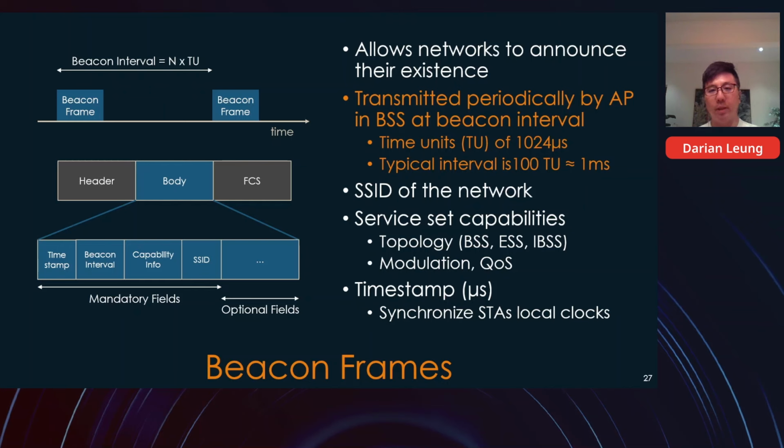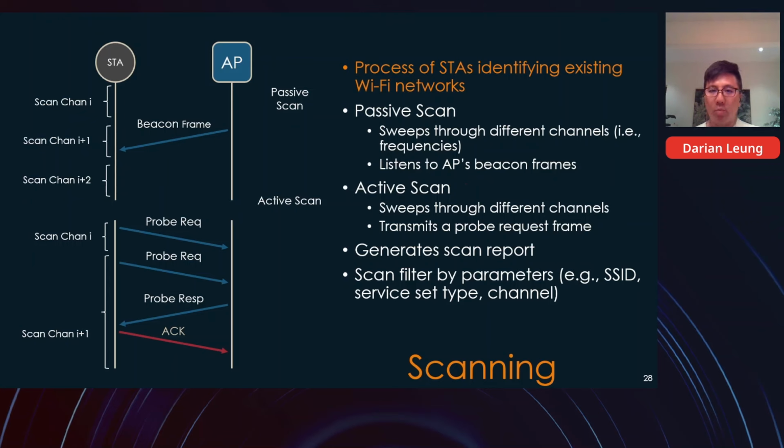Beacon frames are transmitted periodically by the AP, and the beacon interval is configurable. Inside the payload of beacon frames are numerous data fields carrying information about the BSS. This includes things such as the network's SSID, the capabilities of the BSS, and a timestamp used to synchronize the stations in the BSS.